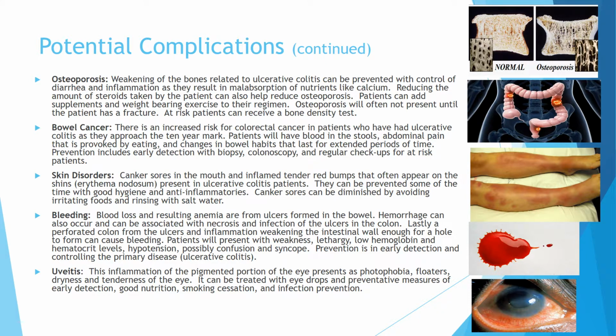The skin disorders, you can get canker sores in your mouth, things like that. The picture shows you erythema nodosum, and that's very painful, and you get the lesions on your legs usually, but they can be other places. And then you have bleeding, which the only picture I could find was that blood drop, so that's what you get. But that can also be hemorrhaging, and obviously you have these ulcers forming in your colon, so you're going to see that blood in the stool.